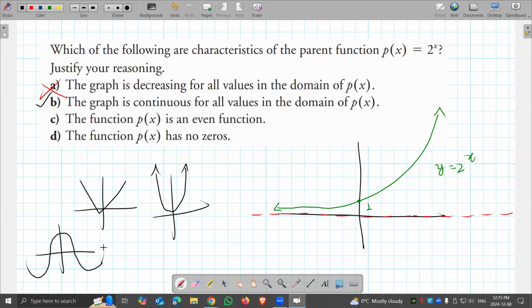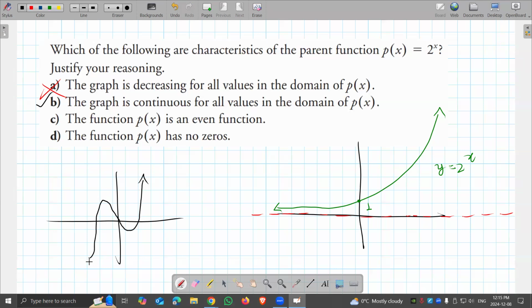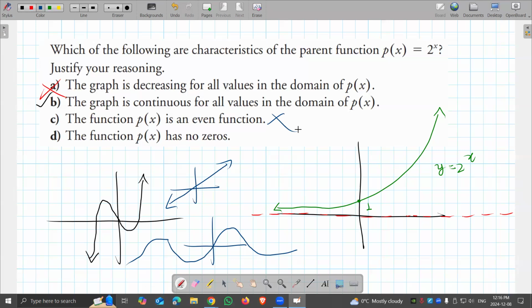Is it an odd function? No, it's not. An odd function also has a symmetry, but it's not on the y-axis, it's about the origin. So an example of an odd function is this. It's a terrible example. Maybe something like this. It is symmetrical, but diagonally symmetrical. That's an example of an odd function. Another one would be something like this. Another would be sine of x. So is this exponential function an odd function? No, it is not. So C is neither odd nor even.